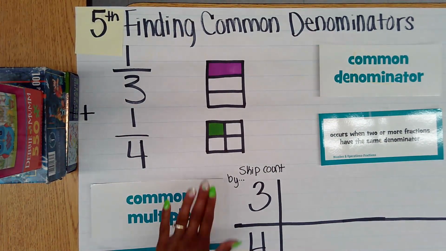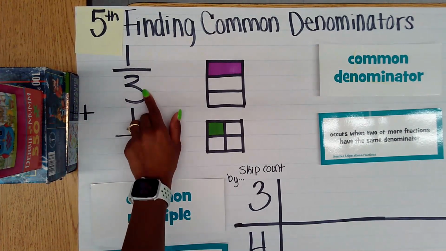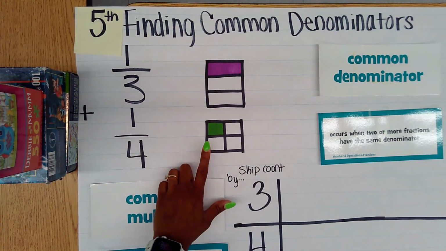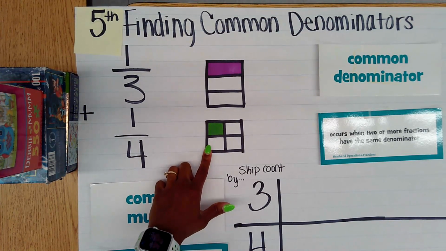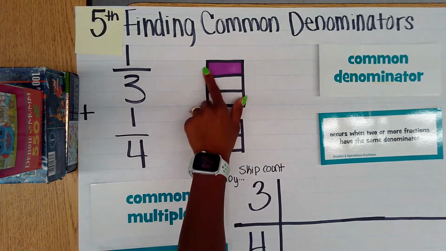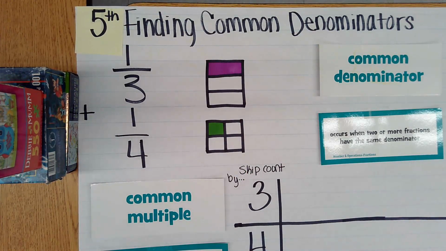So I have a picture here just to model for you why we need common denominators. If I was to take my 1/3 and add 1/4, this is what 1/3 looks like, and this is what 1/4 looks like. I cannot add or subtract fractions if they are not made of equal parts. So I can see that my thirds are a lot bigger than my fourths. These parts are not the same, so I can't add or subtract them because then we won't have a fraction. Fractions need to be made of equal parts.